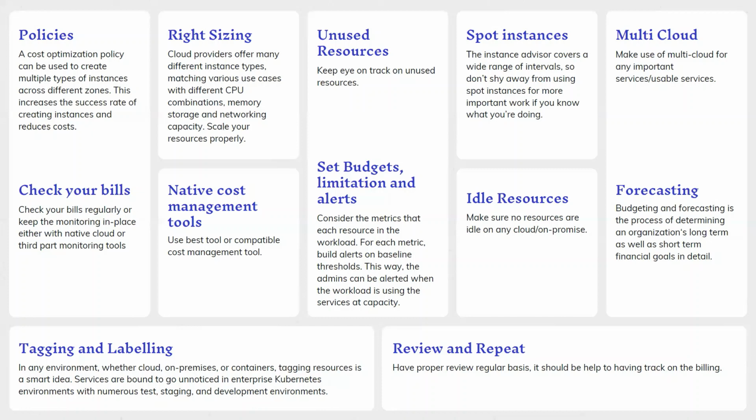Okay, next is the billing part. You have to keep checking your bills. When you are applying these policies, right sizing, idle and unused resource management, multi-cloud and spot instances, you are obviously reducing your cost, but there will still be some leaking amount. How can you identify it?